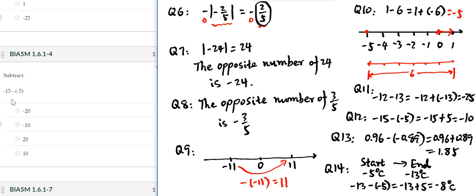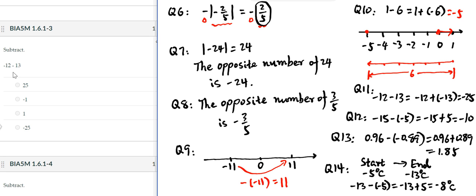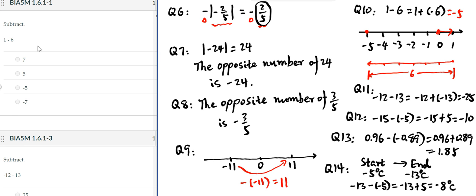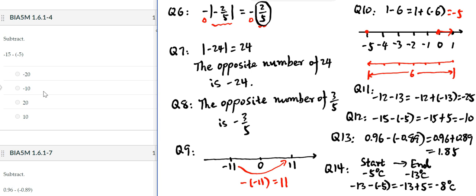For this number, negative 15 minus negative 5, we will choose this one. For negative 12 minus negative 13, we will get this one. And we have it down, this is negative 5. Choose this one. Okay? So, all right.